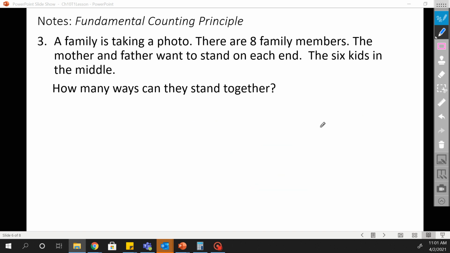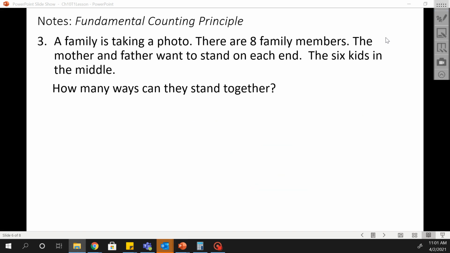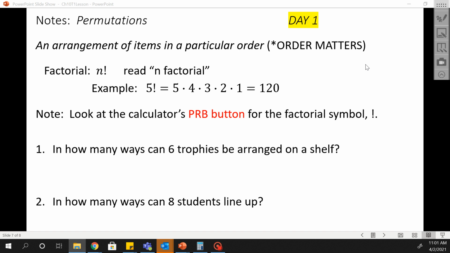Now, a little introduction to the next lesson, permutations. A permutation, and this kind of has to do with the fundamental counting principle, is an arrangement of items in a particular order. It tells you how you can order a list of things, okay?